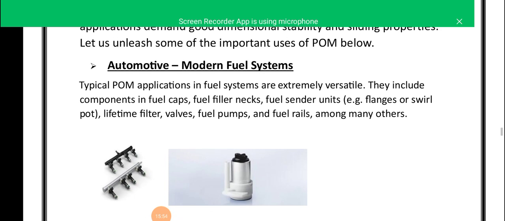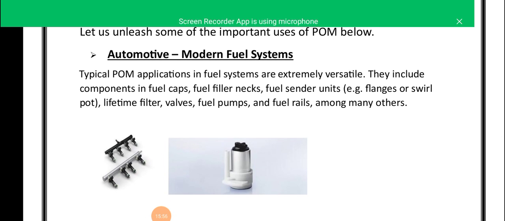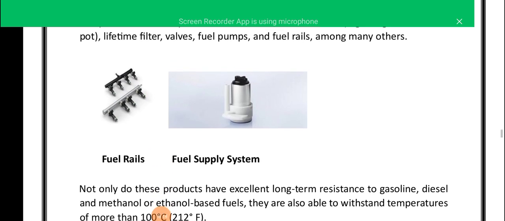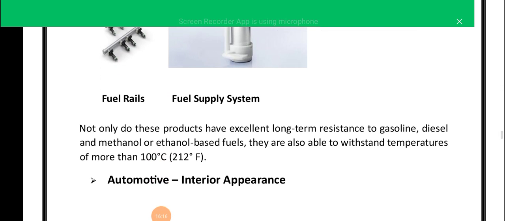First application is the automotive modern fuel system. Typical POM applications in fuel systems are extremely versatile. They include components in fuel caps, fuel filler necks, fuel cylinder units, lifetime filter valves, fuel pumps, and fuel rails, among many others. Not only do these products have excellent long-term resistance to gasoline, diesel, and methanol or ethanol-based fuels, they are also able to withstand temperatures of more than 100 degrees Celsius.